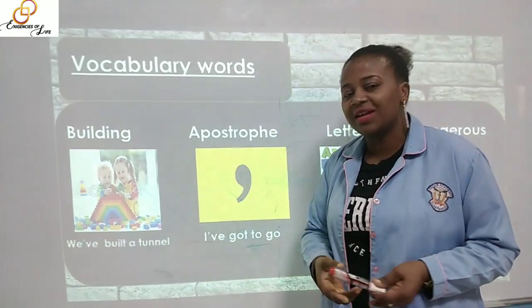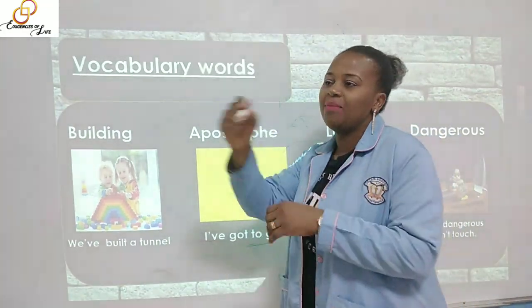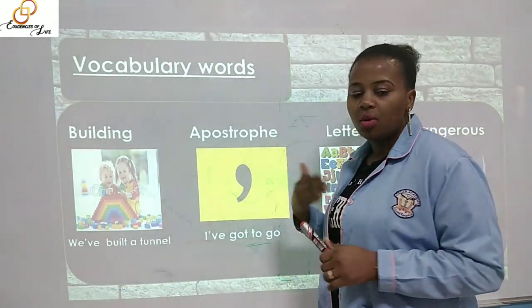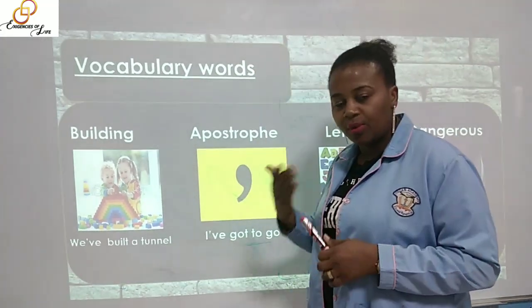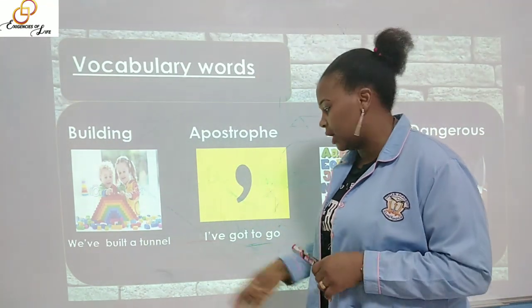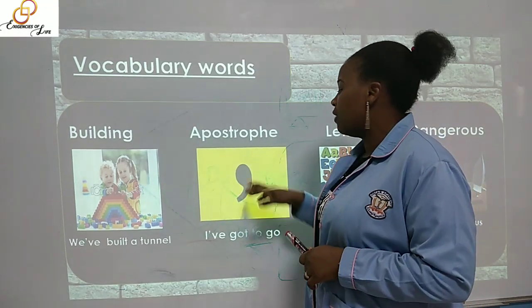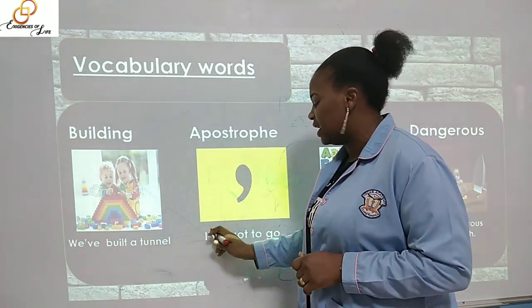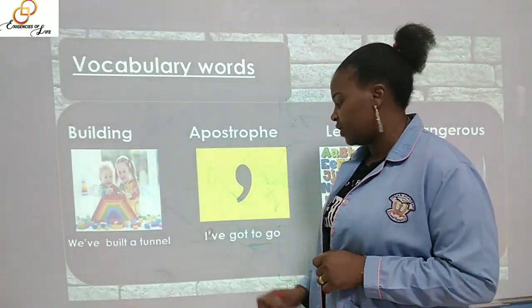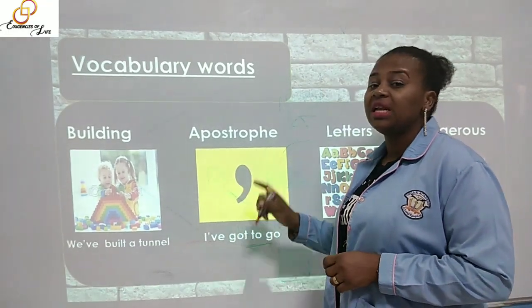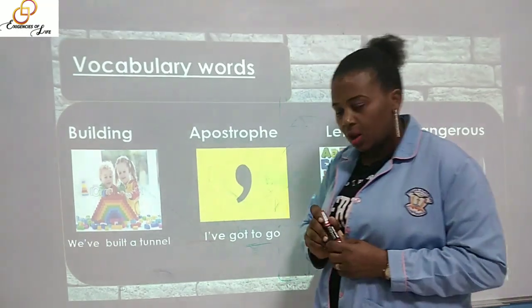When you're building your sentences, you don't just write the word apostrophe. We are expected to use the symbol to tell when an apostrophe should come in. Then here we say, we've got to go. Now this word apostrophe comes in here. This is the apostrophe here. So you have to know when to use it, how to use it. It is part of what we have in our objectives.